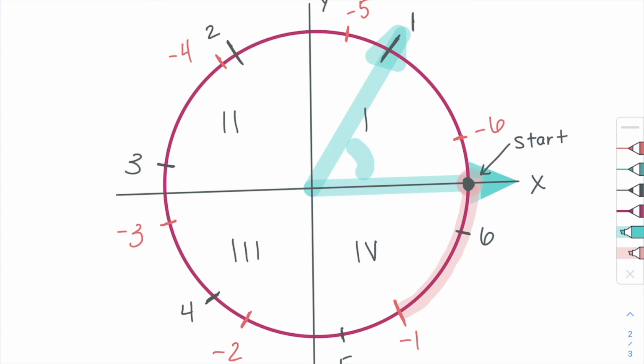Are you doing it? You can if you want to, but you're not going to need to. We're going to use this circle to answer some questions on your classwork. And then we're going to use what we learned from that in order to start converting between radians and degrees. So we're going to go into your classwork.